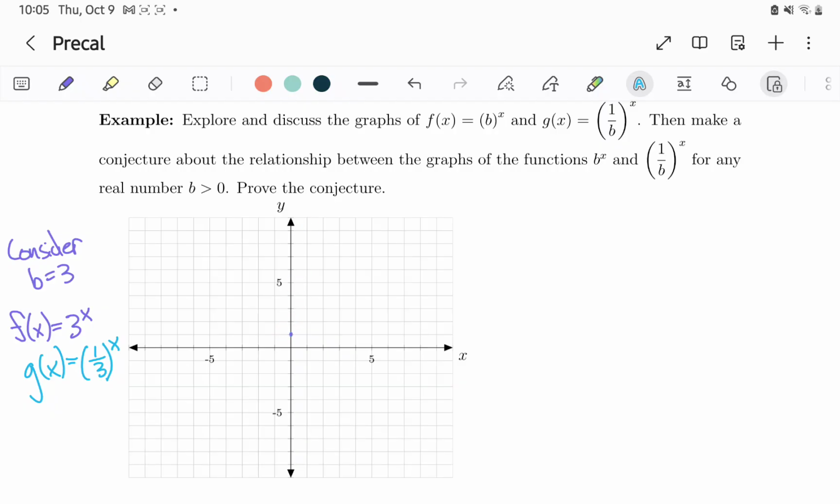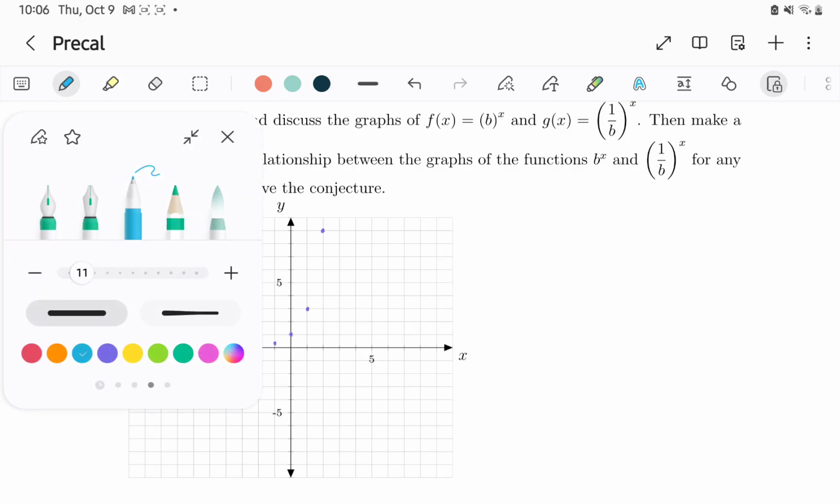Okay, and then when x is equal to 1, f of 1 is going to equal 3 to the 1, so 3, so the graph of f will pass through 1, 3. And f of 2 is going to equal 3 squared, so 9. So it's going to pass through the point 2, 9, which is all the way up here. And then f of -1 is going to equal 3 to the -1, which is the same as 1/3. So it's going to pass through the point -1, 1/3, which is right about here.